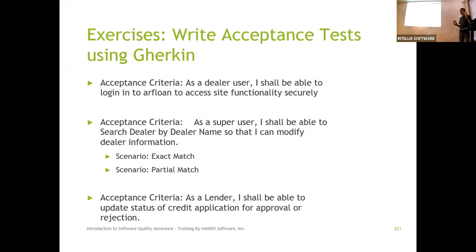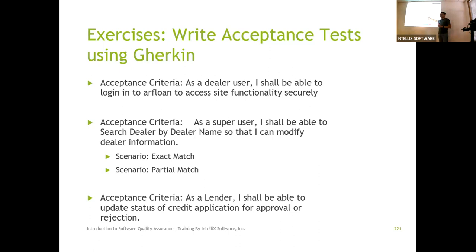I don't think it's there, but see whatever you can write based on your understanding so far. You have been given the BDD criteria, given when then, right? I gave you three different acceptance criteria, and I also gave you the scenarios you need to write for.